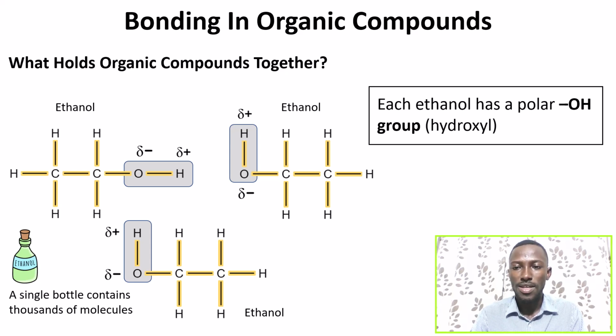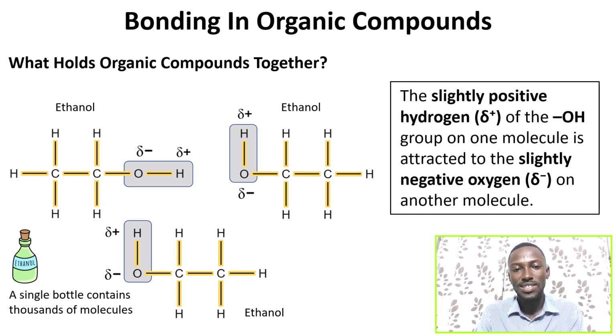So ethanol has a polar OH group, meaning one side is partially positive and another side is partially negative. So this is what happens. You know that positives always attract negatives, right?